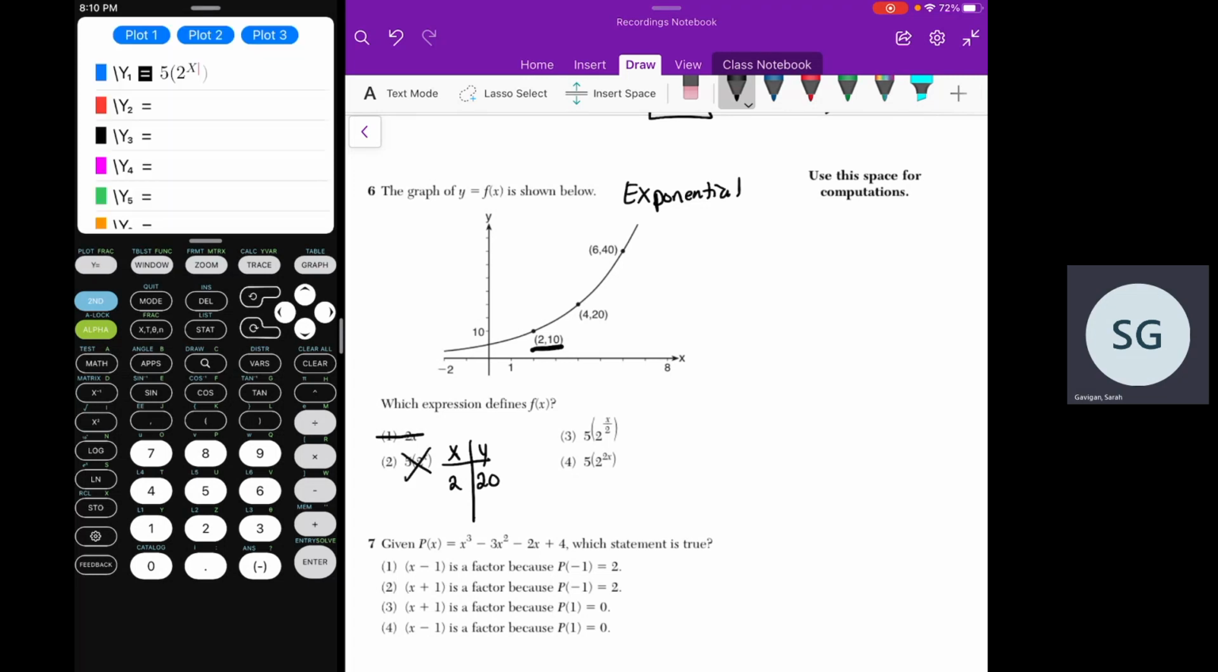Let's go back to your y equals and type in the next one. Now when you type in this exponent, and the same thing with choice 4, if you have a TI-83 calculator, you're going to do 5 parentheses 2 caret, and you have to put that exponent in its own set of parentheses, or it's not going to do it right. Same thing with choice 4. You're going to do 2 caret, and you have to put that 2x in its own set of parentheses, or else you're not going to get the right answer.